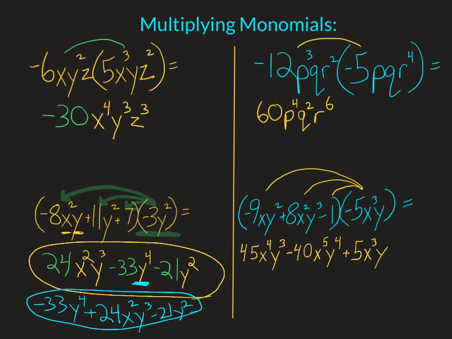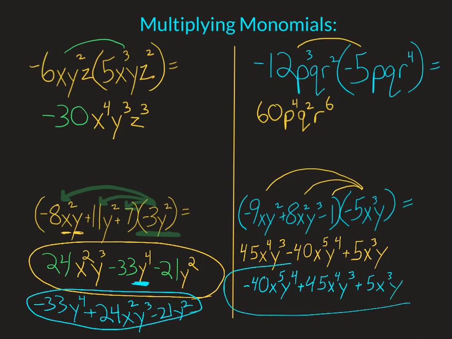There you go. And again, look for everything being in the right order. We need to move that negative 40 to the front because it has the highest exponent. And then the 45, because it's got the x^4, is the second highest exponent. And there you go.